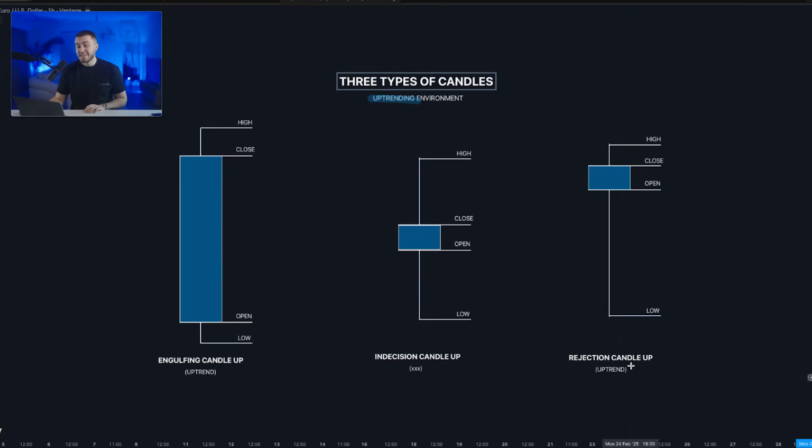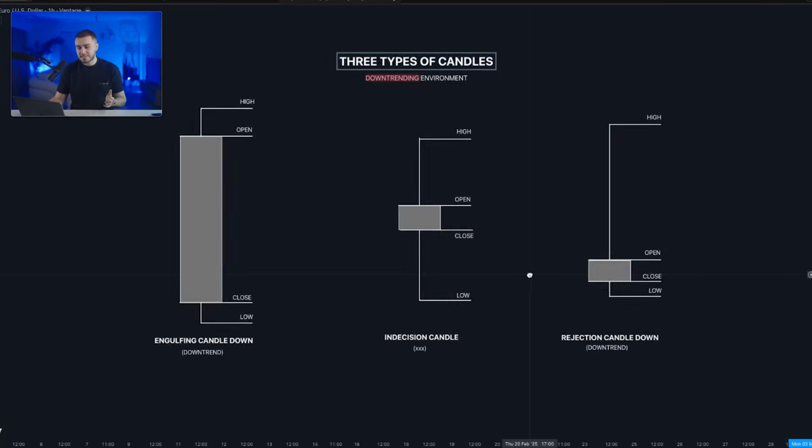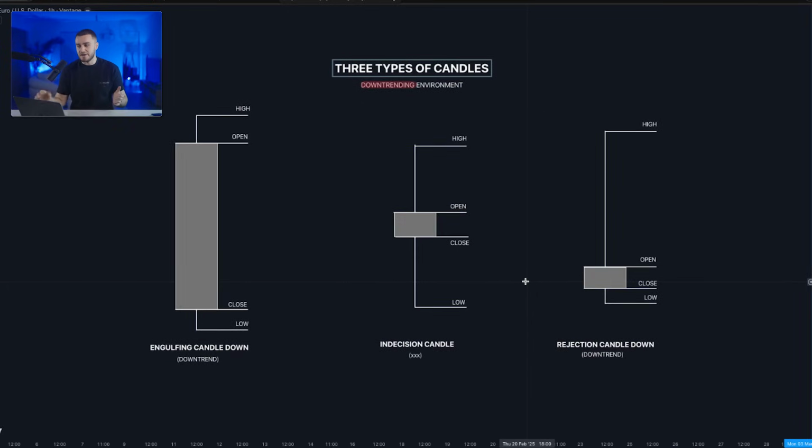This, if anything, is even stronger of an indication that it's going to move up as opposed to something like an engulfing candle. But again, the engulfing candles are simple, indecision candles don't give you much, rejection candles are very strong as well. Now, if we look at something towards the downside, it's essentially the same type of idea. We look for price to open up at this range, close over here, give you this wick action above and below. Again, an indecision candle doesn't give you much. A rejection candle is going to give you a lot of information.